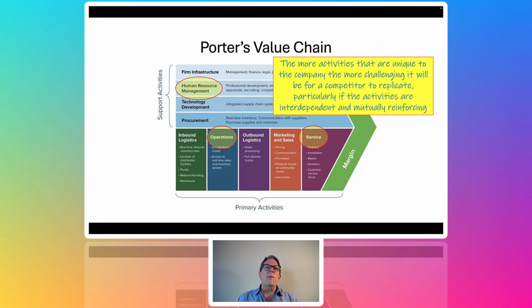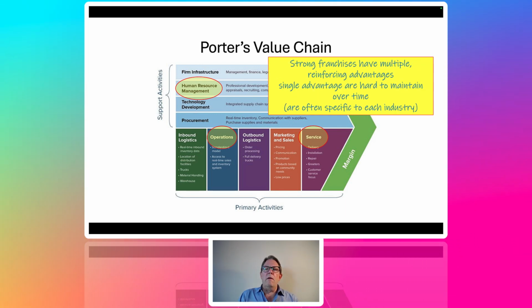a competitor to replicate. And that's really what you want to ask yourself: how hard would it be for a competitor to replicate what this company does? If the company has to find more primary or support activities and get them to interlock, then it's going to be harder. If there aren't that many, it's going to be easier to enter the market. All right. So strong franchises have multiple reinforcing advantages.